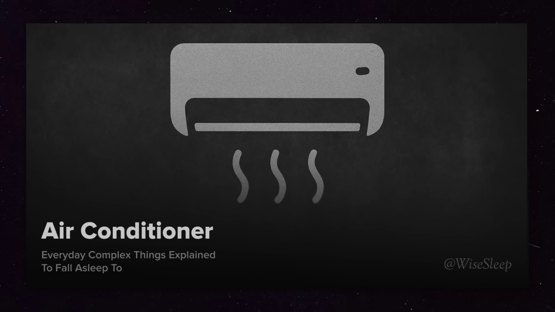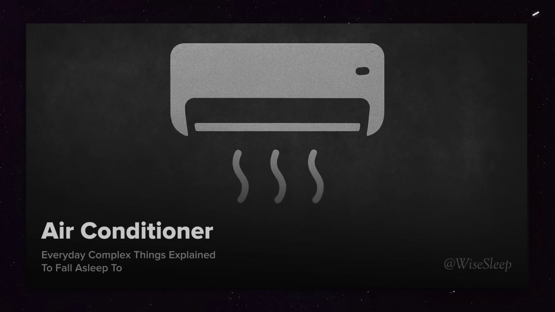This fluid travels through a closed loop of coils and pipes, changing from a gas to a liquid and back again. Inside the indoor unit, the refrigerant absorbs heat from the room's air. A fan helps push this warm air across the cold coil, where the refrigerant captures the heat and starts to evaporate.